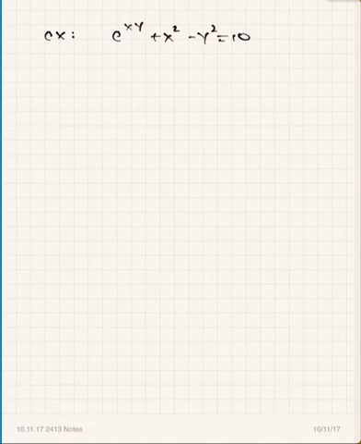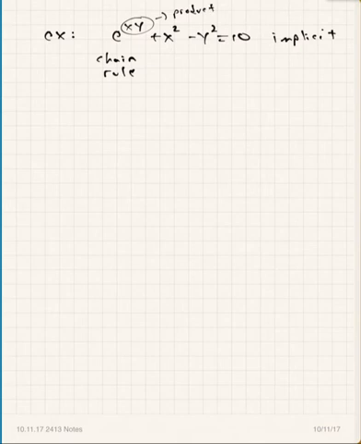All right, so this would be an implicit differentiation problem. Using implicit differentiation, we take the derivative of every term separately. And that e to the xy, that's going to be the chain rule problem. It's the exponential function of the xy function. And then in particular, xy is going to be the product rule.